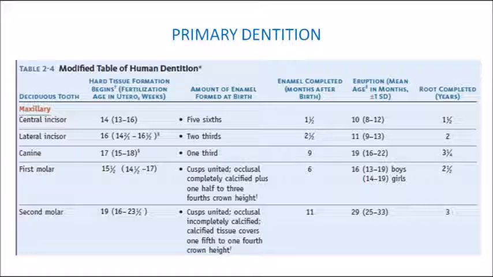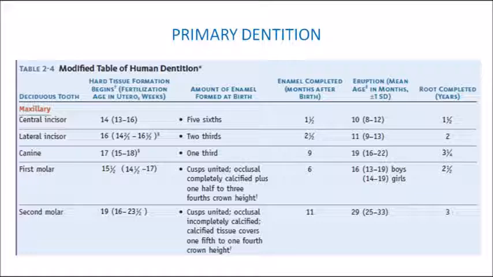Here you have to note that we have already seen the eruption sequence for the primary dentition in the first chapter, where we noticed that the sequence of eruption is A, B, D, C, E. So here it is 10 months for the central incisors, 11 months for the lateral incisors, and after that the first primary molar erupts at 16 months, then the canine at 19 months, and finally the second molar at 29 months after birth.